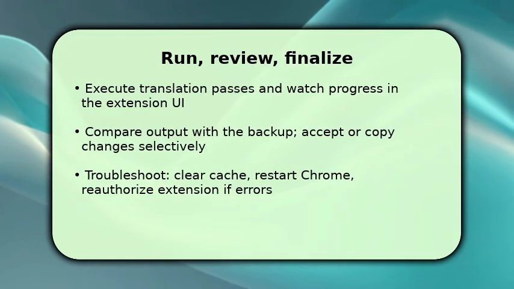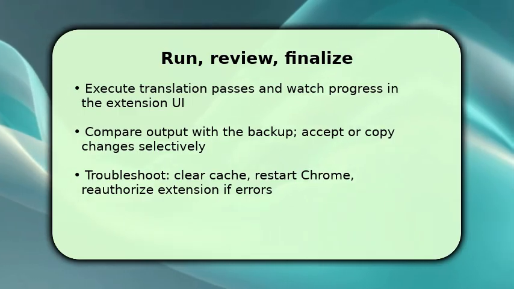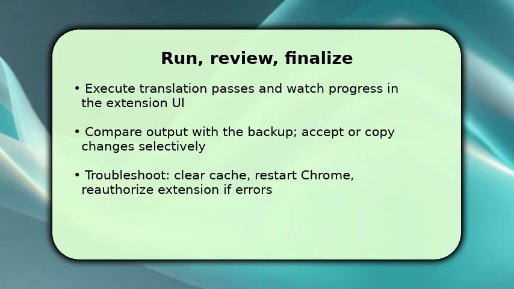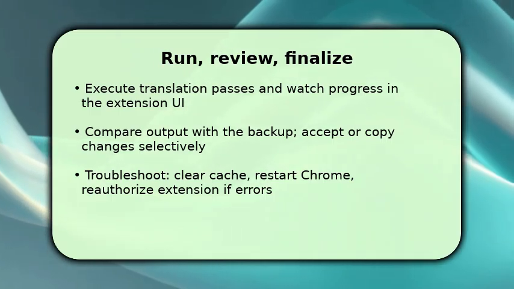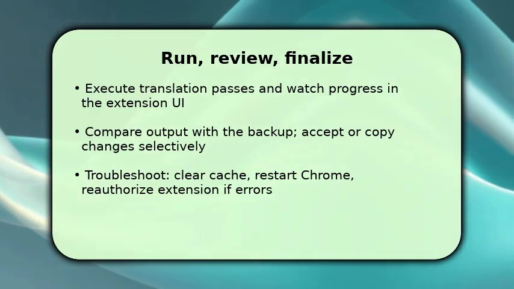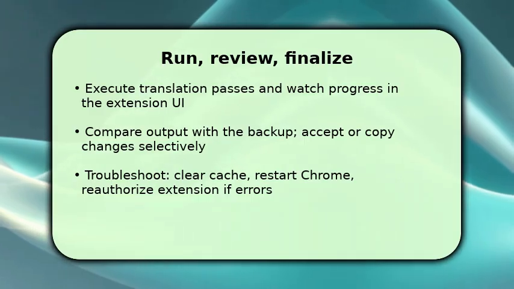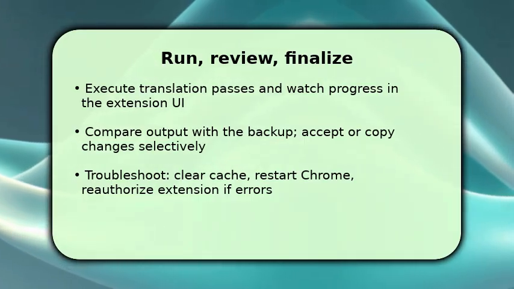If something fails, clear the browser cache, restart Chrome, and reauthorize the extension. These steps resolve most permission or hanging issues. Finally, save a final copy and document the language chain used for reproducibility.